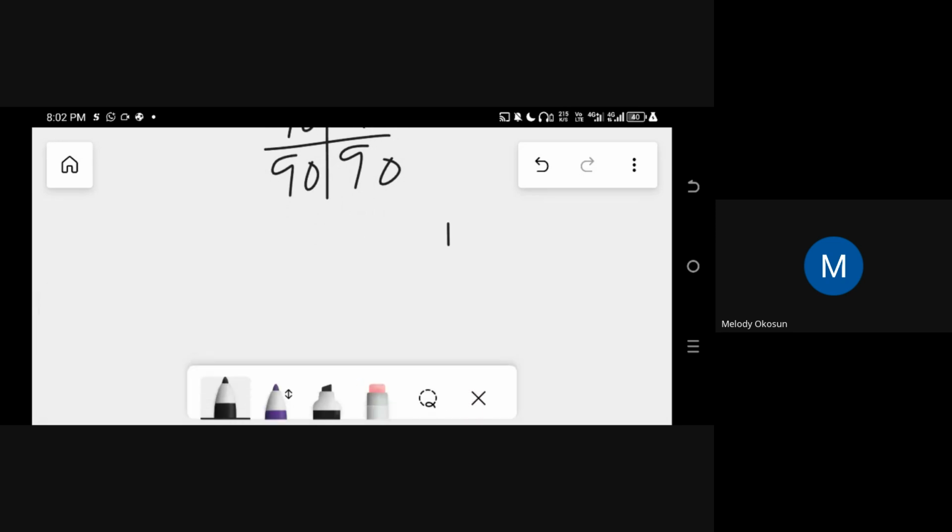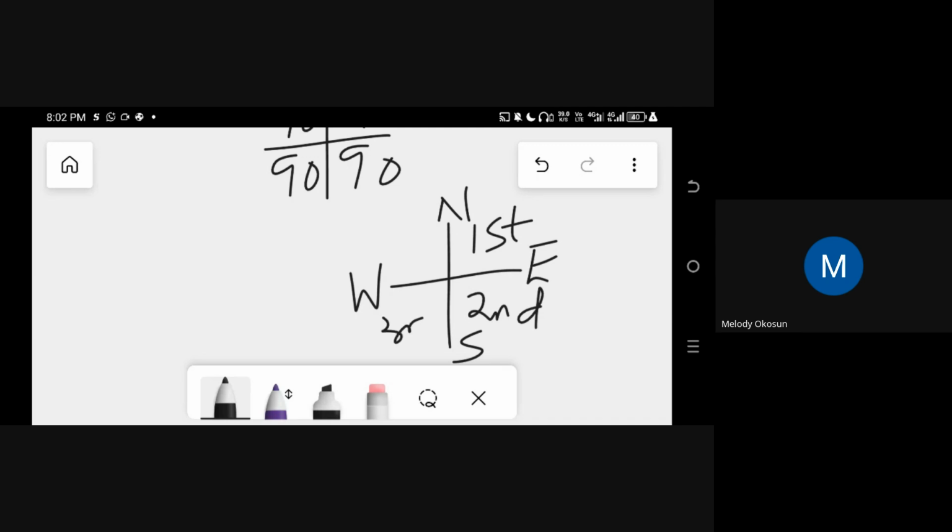In the first quadrant, let's say you have this. It starts from 0. This is north, east, south, and west. This is the first, second, third, and fourth. You call them quadrants: first quadrant, second quadrant, third quadrant, fourth quadrant.